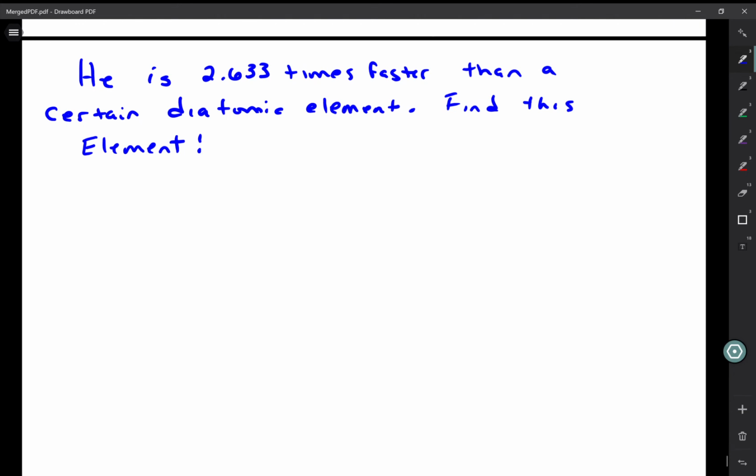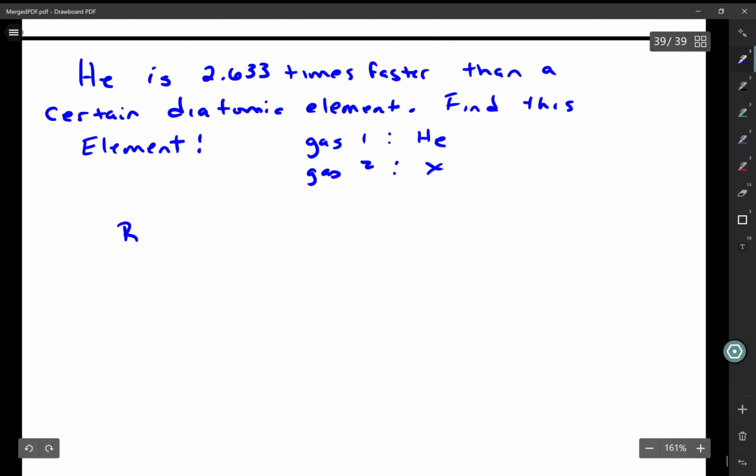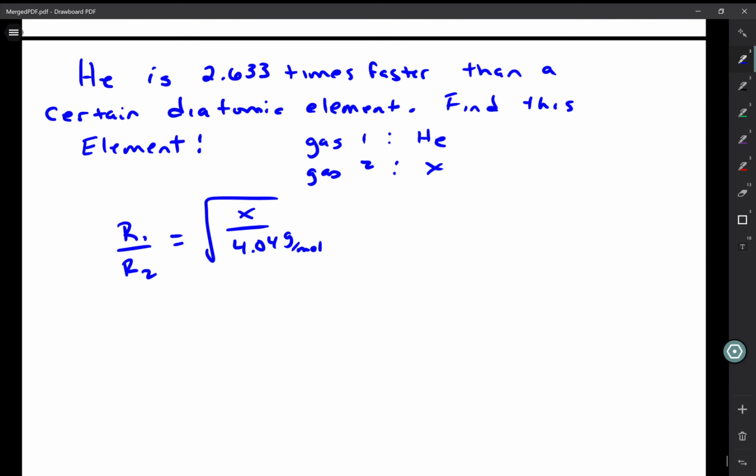All right, so let's try that out. Helium, so if we do gas 1 and gas 2. Helium's a lighter gas, see, it's that many times faster. So gas 1 we're going to say is helium. Gas 2, X. So R1 over R2, mass 2, which is X, over mass 1, which is the molar mass for helium, 4.04 grams per mole. You should be looking up on a periodic table to make sure we're doing this right.